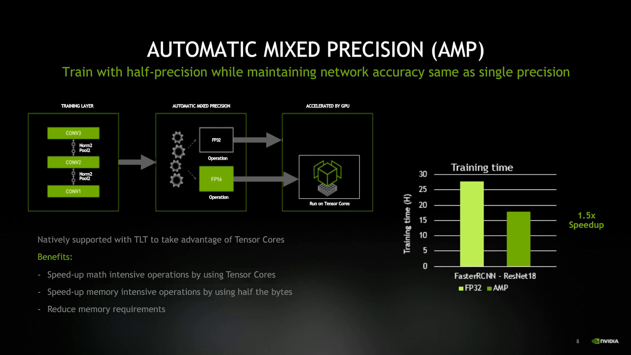Benefits of AMP are you can speed up math-intensive operations. You can also speed up memory-intensive operations because FP16 uses half the bytes as FP32. This results in overall reduction in memory footprint. Finally, with AMP with TLT, you can speed up your training time by 1.5x. AMP in TLT can be enabled by simply changing one of the environment variables. More information on how to enable AMP can be found in the TLT Getting Started guide.